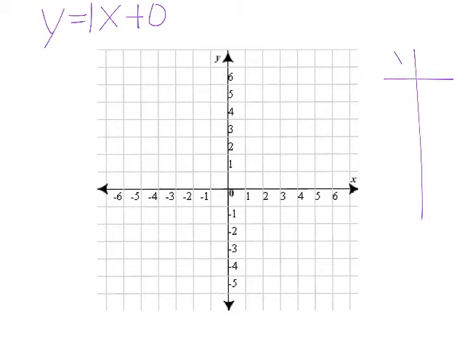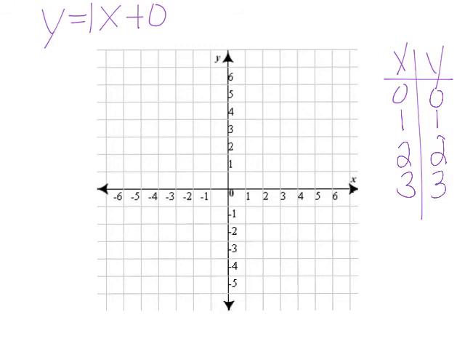One way, we can make a table, x, y. When x is 0, you input your x into the equation over here. So 1 times 0 plus 0 gives us 0. We could input 1. 1 times 1 is 1 plus 0 is 1. X is 2. 1 times 2 plus 0 is 2. When x is 3, 1 times 3 is 3 plus 0 is 3. And then you can plot them. Okay, 2, 2. 3, 3.